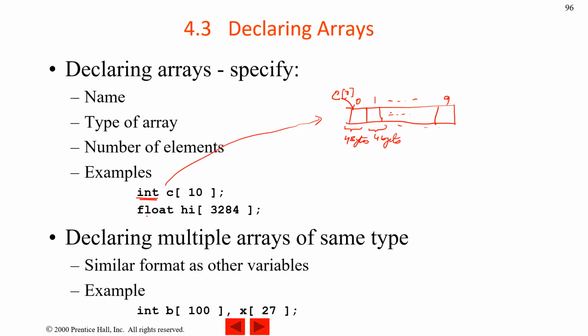This is a float, so if integer is maybe 2 bytes, then each block will be 2 bytes, and float is 4 bytes, or if it is 8 bytes, then each block will be of 8 bytes. But the syntax is like this. You are going to write the data type, the name of the variable, and the size of the array. This is how you define an array.